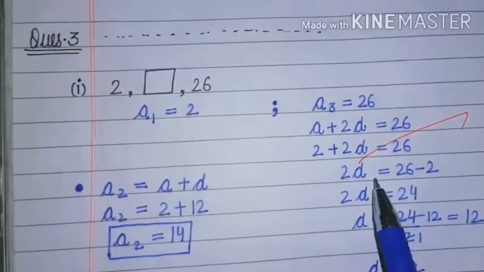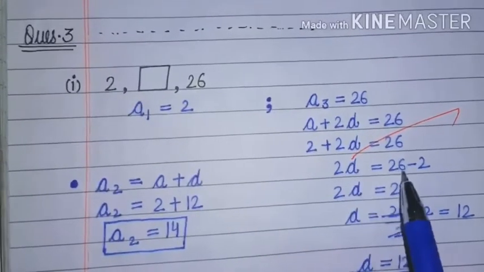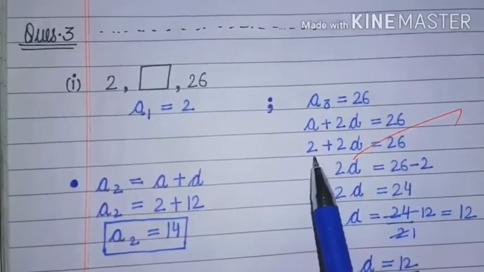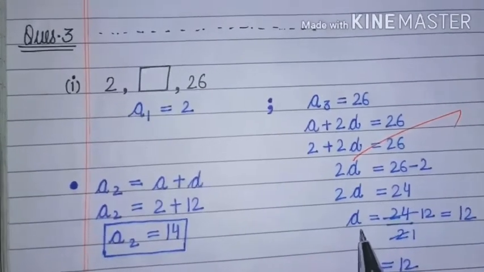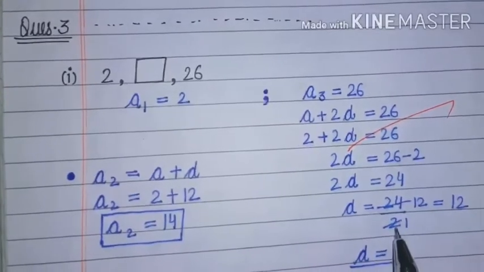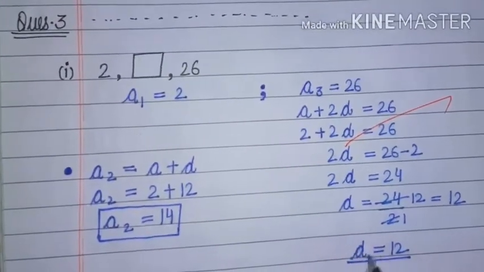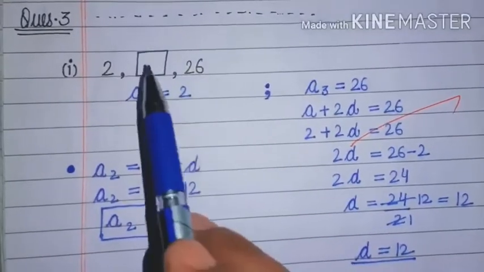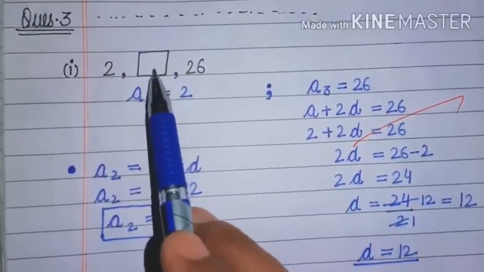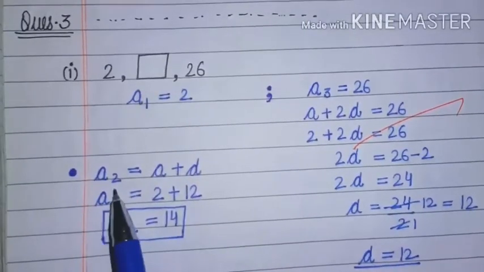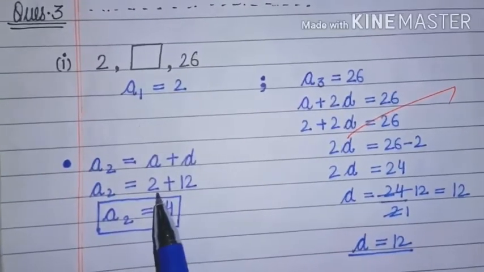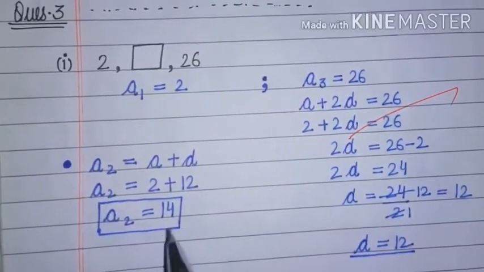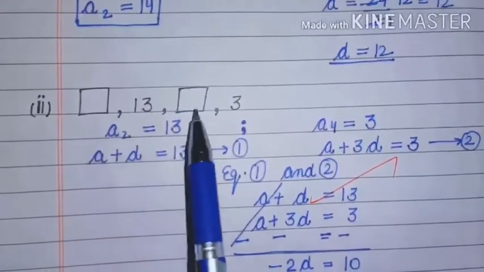So from this you will find the value of D, that is 2D is equal to 26, and the 2 you will take to the right hand side, it becomes minus, then it is 24. Now you will find the value of D, it is 24 by 2, that is 12. So now you have D is 12 and A is 2, and now you have to find the second term because this box is the second term. So the second term is A2 and the formula for A2 is A plus D. Now put the value of A, that is 2, and D you have found, that is 12, and the answer is 14 beta.